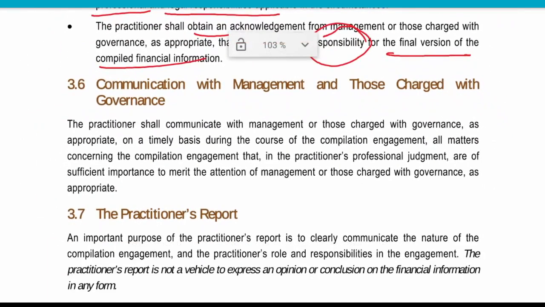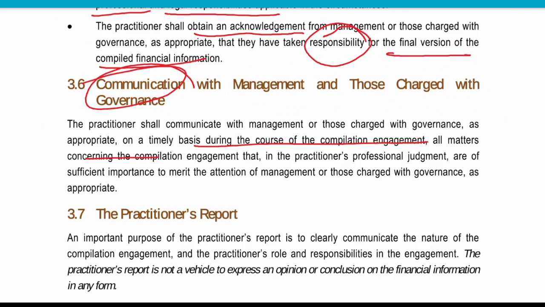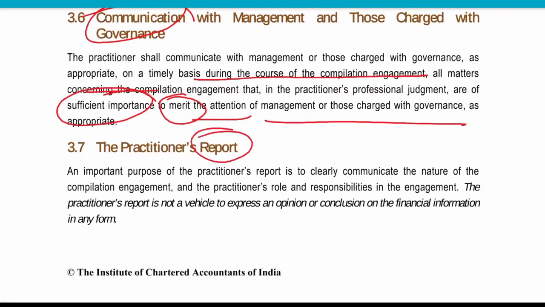After preparation, again you need to communicate with management and those charged with the governance. During the course of the compilation engagement, all the matters of sufficient importance or merit you need to bring to the attention of those charged with the governance. And at last, what he needs to submit is the practitioner's report.